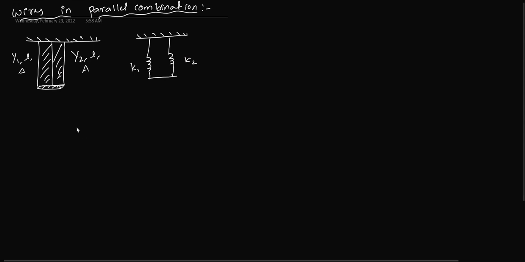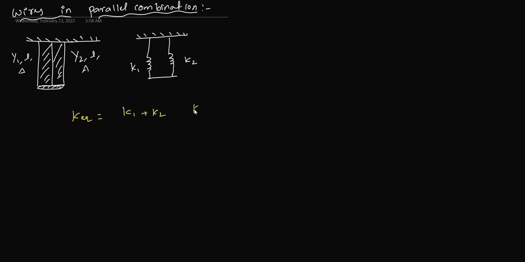You know that in parallel combination, K equivalent can be written as K1 plus K2. And we know that K equals YA by L. K equivalent can be written as Y equivalent, A equivalent is how much? These both areas get added, so A plus A will be 2A, divided by length L. K1 can be written as Y1 A divided by L. K2 can be written as Y2 A divided by L.